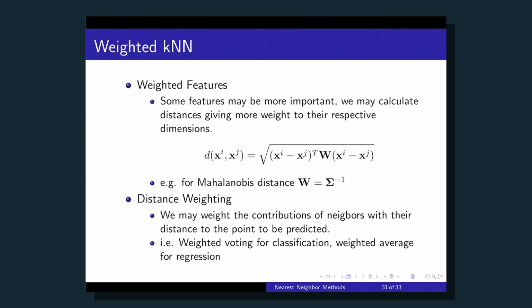You can basically use Mahalanobis distance in KNN just by taking this weight matrix and putting the inverse covariance matrix, like we did in Mahalanobis, and essentially Mahalanobis would then be an example of weighted features type of approach. The other thing you can do is distance weighting.